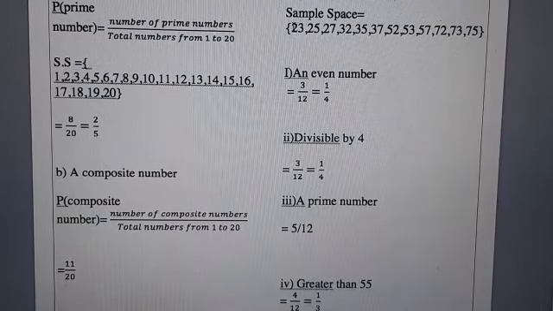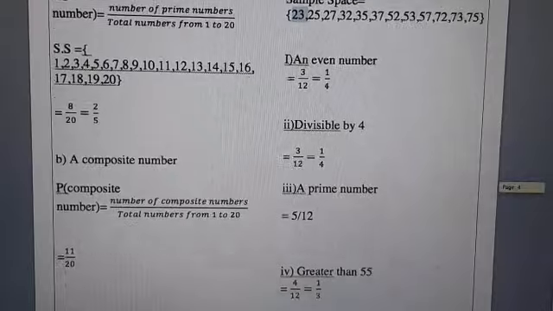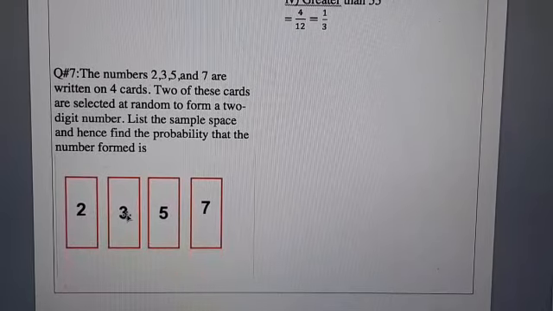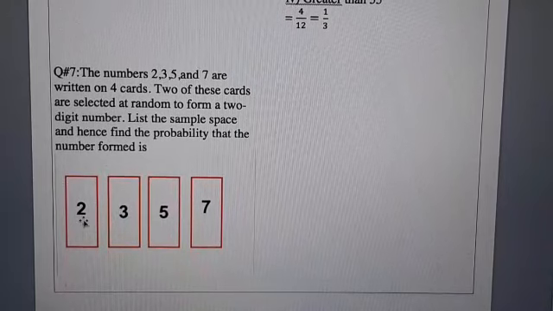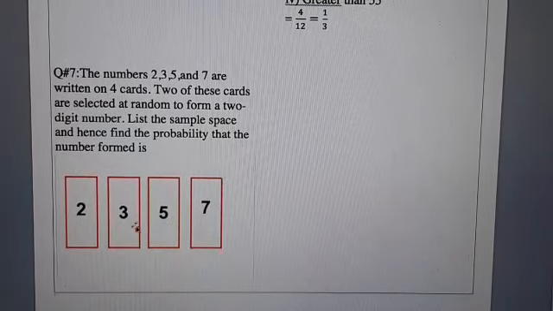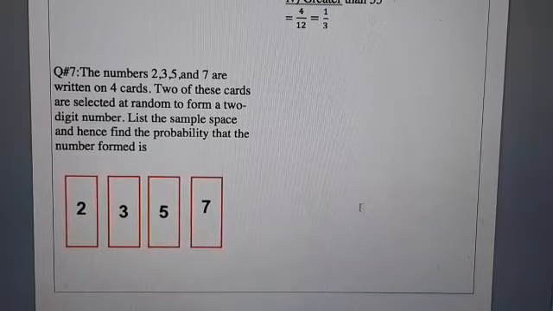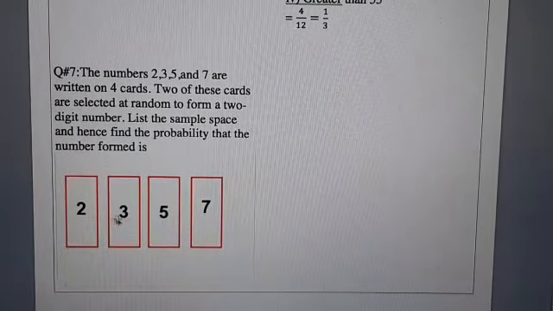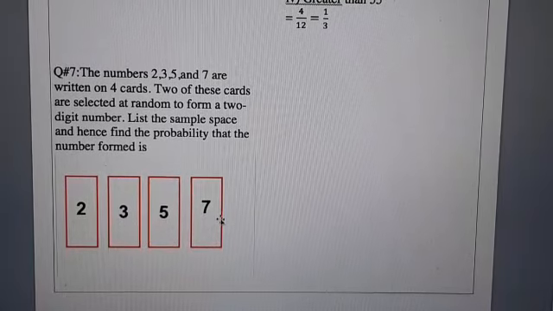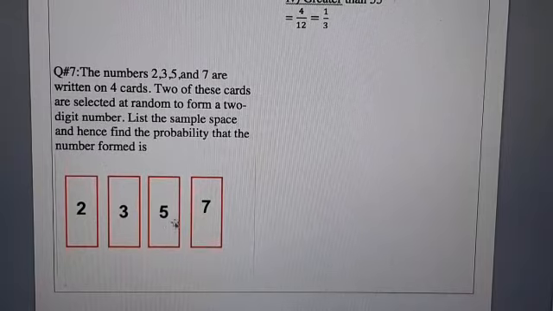Now the sample space will be 2, 3. When you pick the cards 2 and 3, you get one outcome. Then there will be a combination of 2 and 5, the second outcome. Then there will be a combination of 2 and 7. Similarly, you may form a combination of 3 and 2, 3 and 5, 3 and 7, or 5 2, 5 3, or 5 7, or 7 2, 7 3, or 7 5.